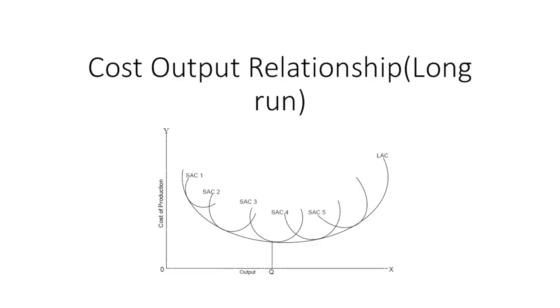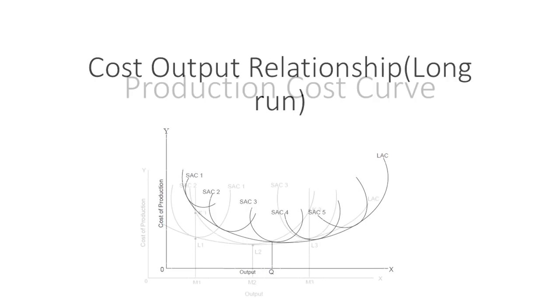For SAC1, one particular plant capacity is required. Then for SAC2, we have increased the plant capacity, and for SAC3 again we are increasing the plant capacity. Likewise, we can obtain different short run average cost curves. Then we can take the minimum points, envelop the short run average cost curves, and find the long run average cost curve.